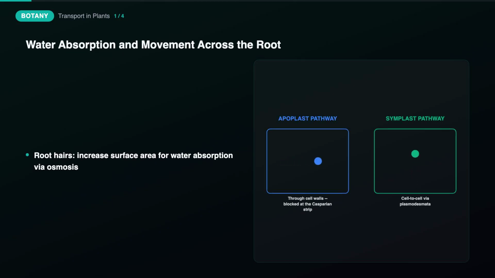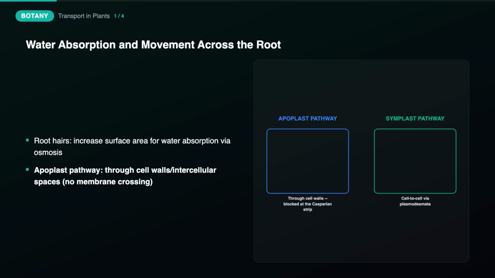Let's begin. Water enters a plant primarily through root hairs, thin, elongated extensions of root epidermal cells that dramatically increase the surface area available for water absorption from the soil. Water moves from the soil into and across the root by osmosis, flowing from a region of higher water potential in the soil to a region of lower water potential inside the root cells, and it can travel by two distinct pathways once inside the root.